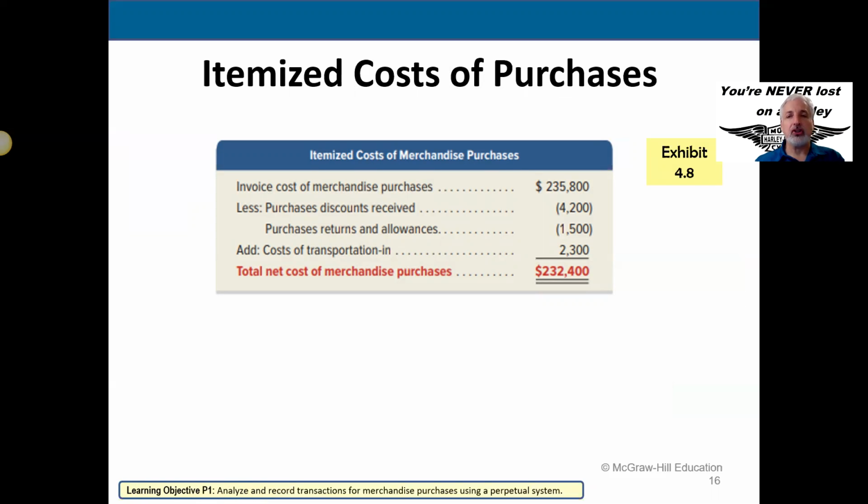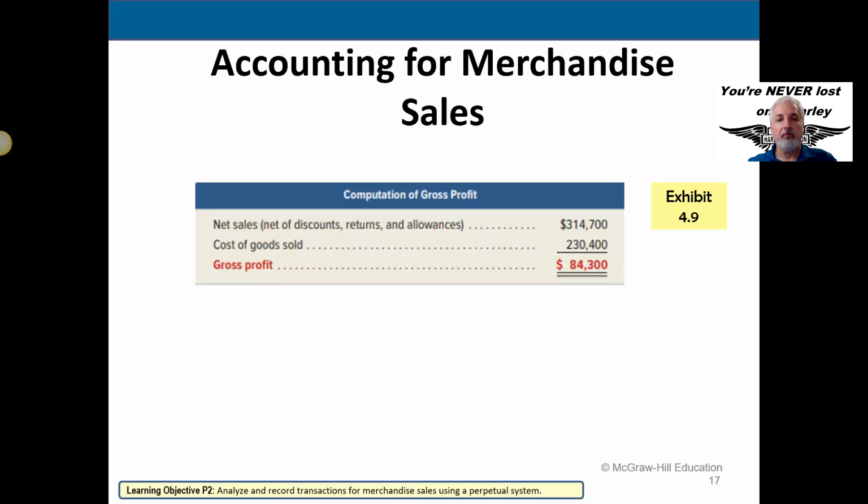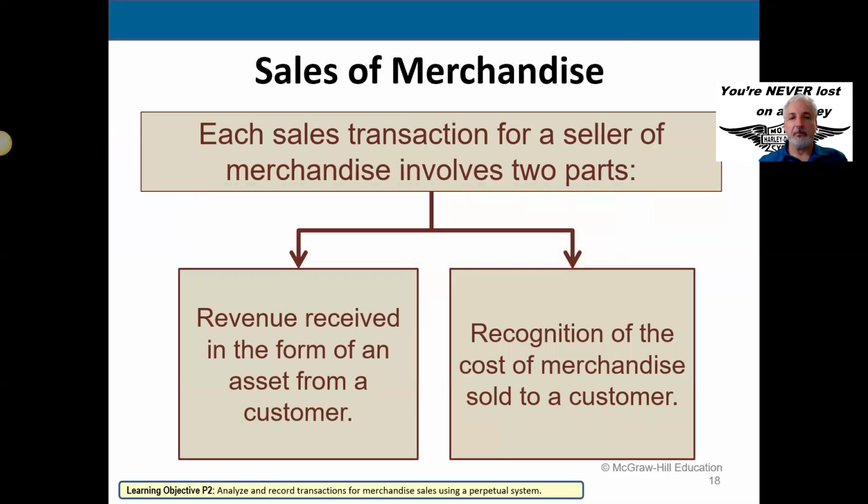So itemizing costs. This is, again, the purchases side, not the sales side. So instead of sales discounts and sales returns and allowances, we have purchase discounts and purchase returns and allowances. And we have transportation in, which gets added, for the net cost of merchandise purchases. For sales, I've talked about that. You get sales, net of discounts and returns and allowances, less cost of goods sold is gross profit. A multi-step income statement, we'll see.